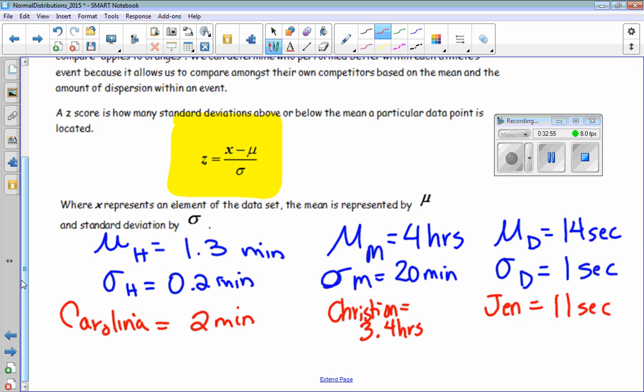All right? Who did better? Well, if we just look at this, it looks like Jen did the best because it's the fewer seconds. Maybe she did, maybe she didn't. But we don't want to compare times because poor Christian, he stunk it up. 3.4 hours. That makes no sense, right? We don't compare that. So what we want to do is find the Z-score.